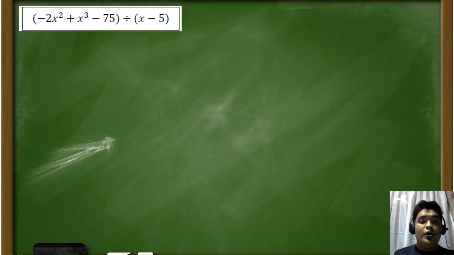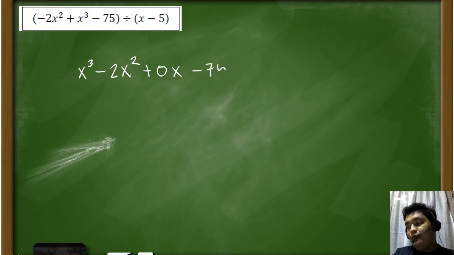Okay, so our second example, we have negative 2x squared plus x cubed minus 75 divided by x minus 5. First, you have to arrange your dividend and your divisor. So for your dividend, that is x cubed minus 2x squared plus 0x minus 75, then divided by x minus 5.